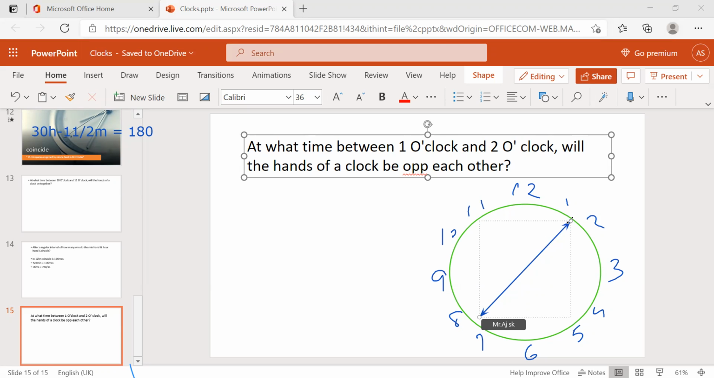Now, if the hour hand lies between 2 and 3, then the minute hand lies between 8 and 9. Is it clear? Come to 3 and 4. It will be like this. Whenever the hour hand lies between 3 and 4, the minute hand will lie between 9 and 10.